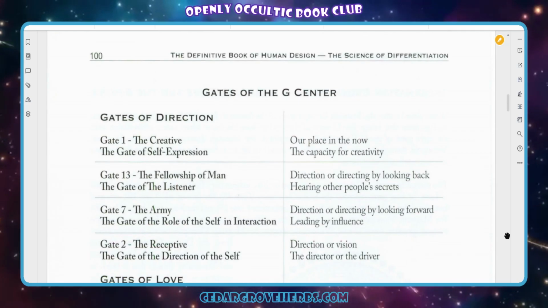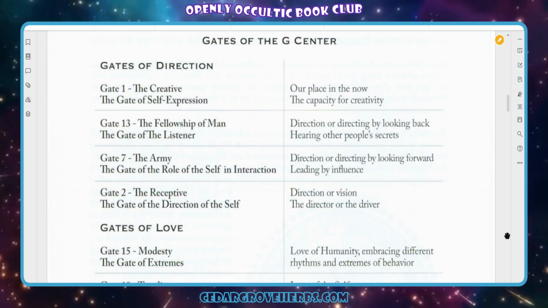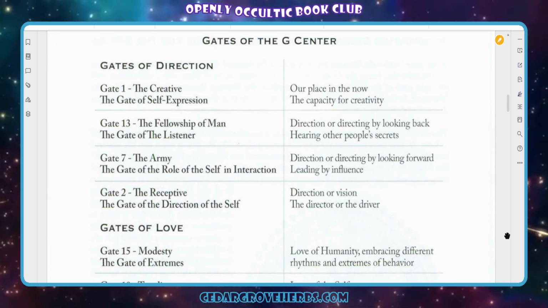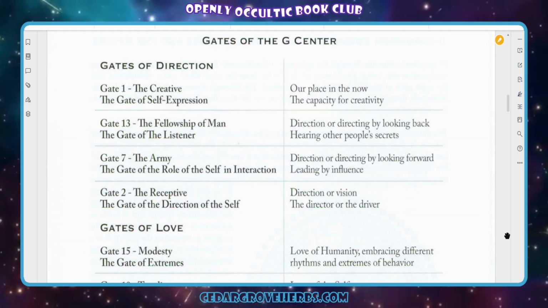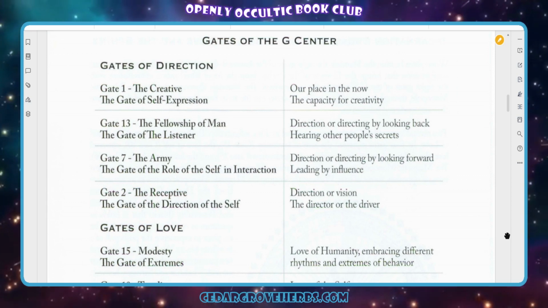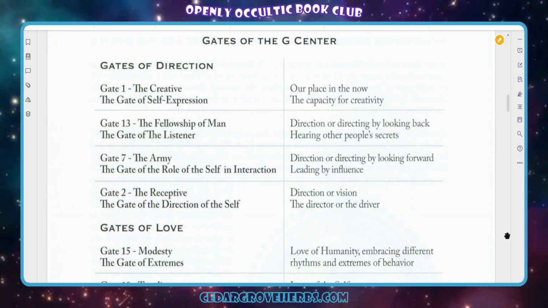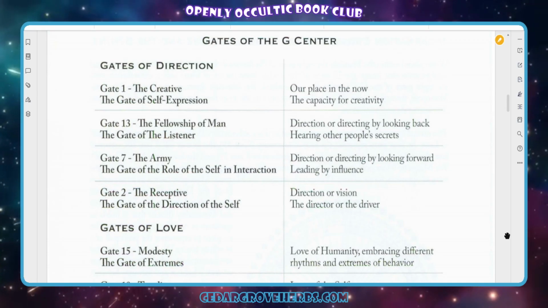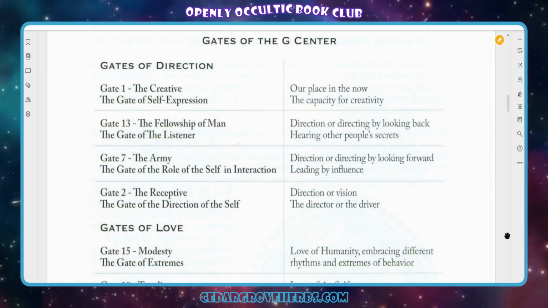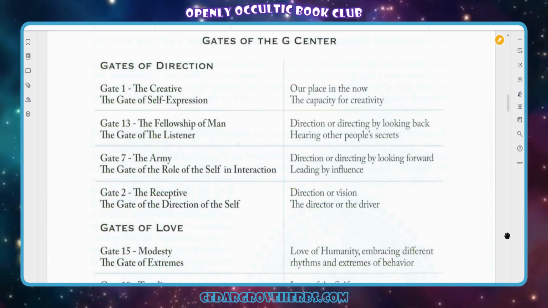Gates of the G Center. Gates of direction. Gate 1, the creative, the gate of self-expression. And once again, I don't see the fear associated with this specific gate given on this list. With gate 1, it's about our place in the now and the capacity for creativity. Gate 13, the fellowship of man, the gate of the listener. Direction or directing by looking back, hearing other people's secrets. Gate 7, the army, the gate of the role of the self in interaction. Direction or directing by looking forward, leading by influence. And gate 2, all these are under the gates of direction in this G Center. Gate 2, the receptive, the gate of the direction of the self, direction or vision, the director or the driver.